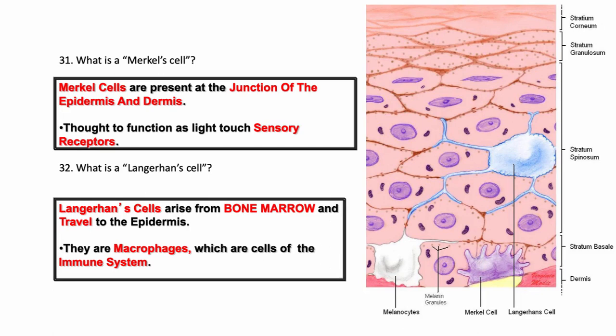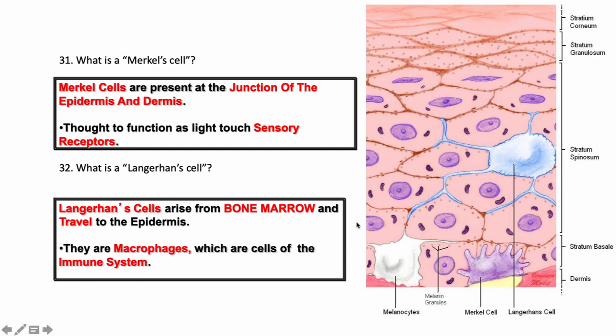Some cells that are associated with the epidermis. What's a Merkel cell? You can see an illustration over here. It's this little strange looking thing at the base here. This is in the stratum basale. That is the most superficial of all skin sensory receptors. We think it's tied into light touch or fine touch sensations.